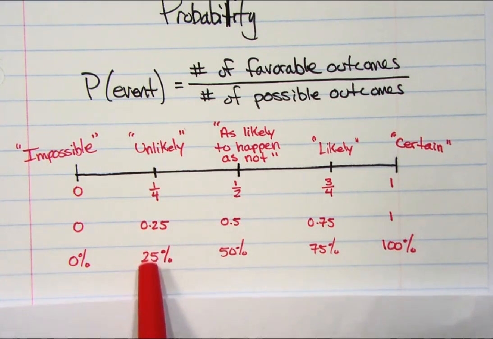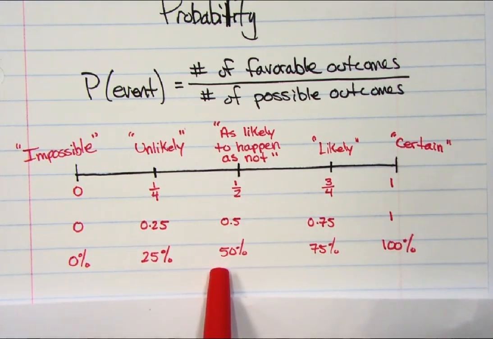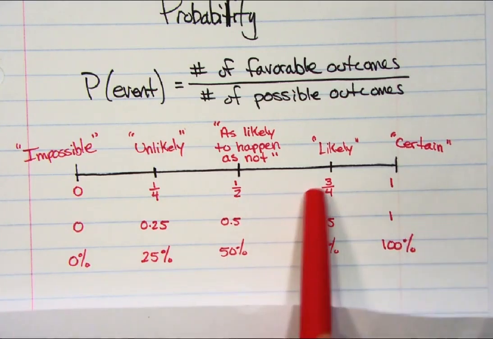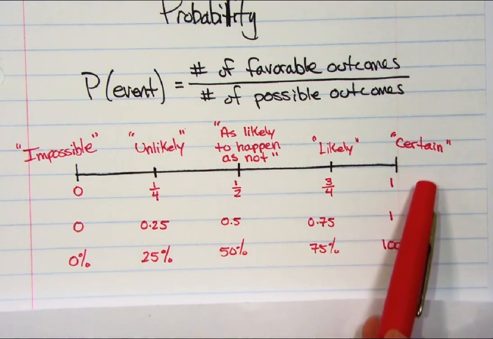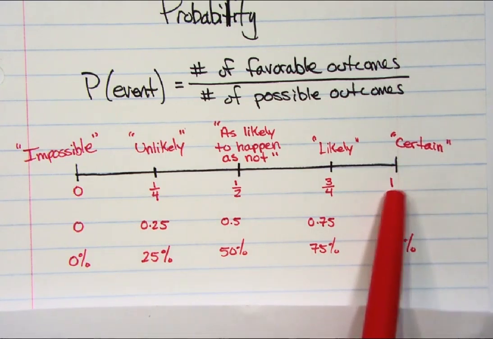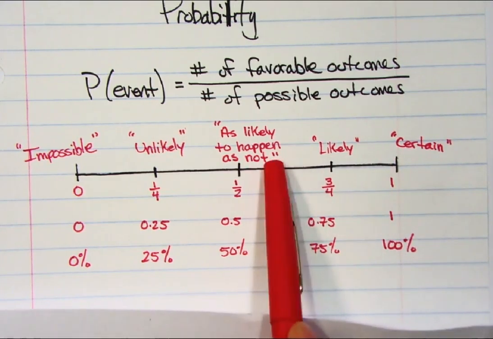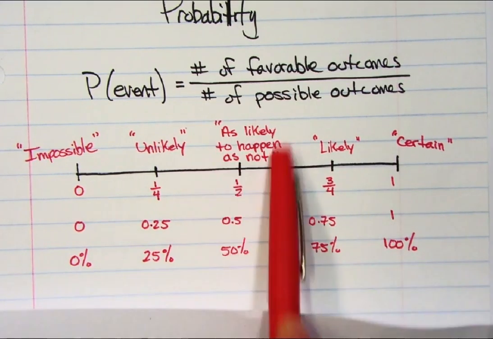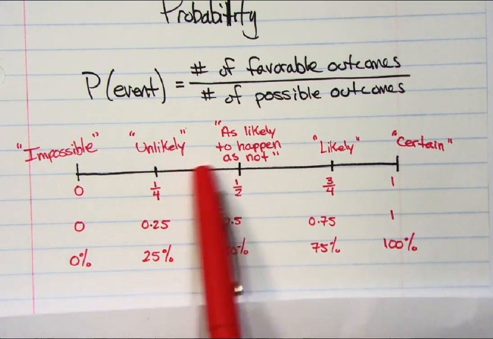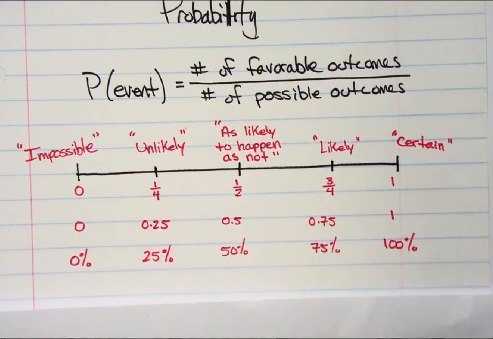If it's half-half, as likely to happen as not is the words that we use, it would be 50% chance. If there's more than that, then we call it likely. That's 3/4 or 75%. And if it's 100%, for sure it's going to happen, then we call it certain. Now, of course, there's some middle grounds in between these, but if it's close to this, you would consider it likely. If it's right on, it's as likely to happen as not. If it's somewhere close to this, you'd say unlikely. And if it's over here, it's impossible.